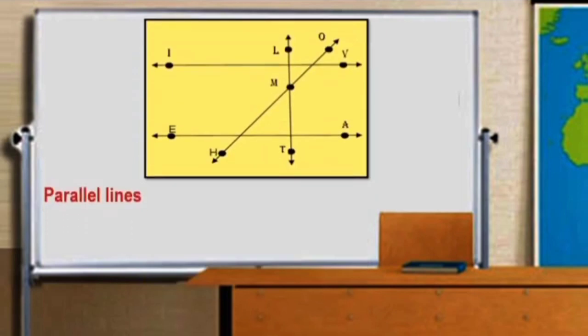Ano naman ang ating parallel lines sa ating given illustration? Tama! Meron tayong line IV and line EA na parallel lines. So, ito si line IV and si line EA. They are both in horizontal form. So, hindi sila nag-intersect or hindi sila nag-meet. Therefore, sila ay parallel lines. Meron pa ba? Tama, wala na.